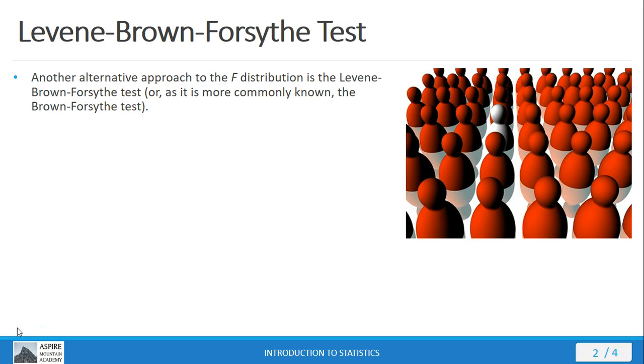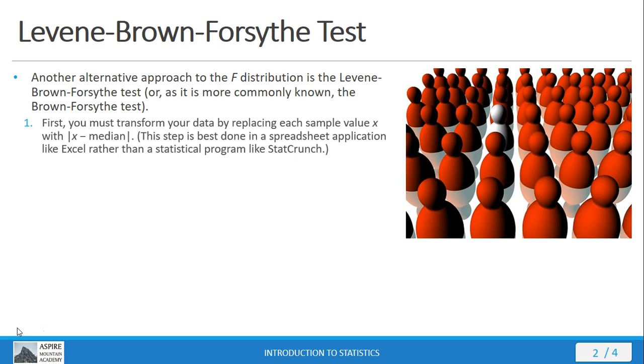It's more commonly known as the Brown-Forsythe test because the Levene test is a separate but related test that is also commonly used. And so sometimes Levene doesn't get the credit for the combination with the other two guys, but that's just the way statisticians are.